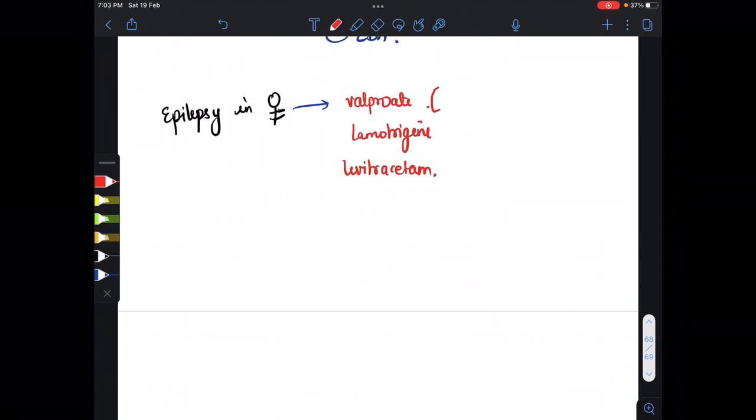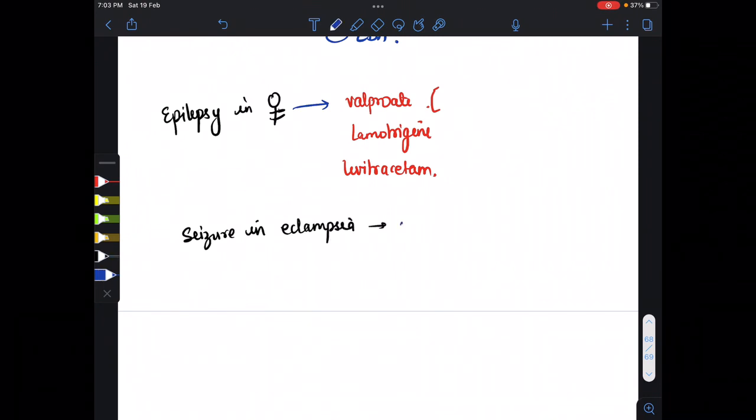And if there is seizure in an eclampsia patient, which drug can we give? The drug of choice is magnesium sulfate, which we give by the intravenous route, and it gives neuronal protection in the baby.